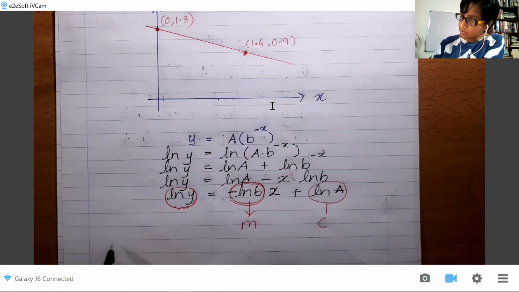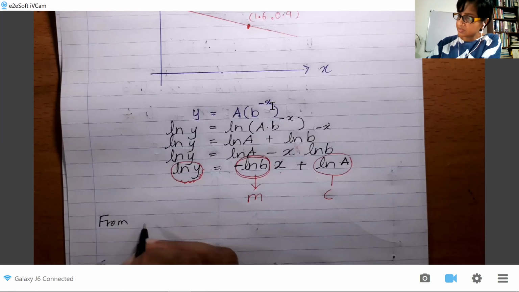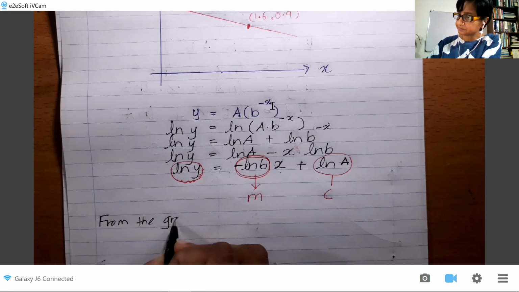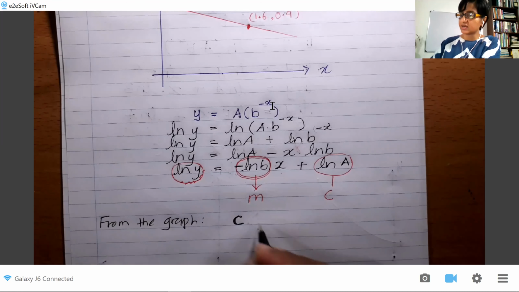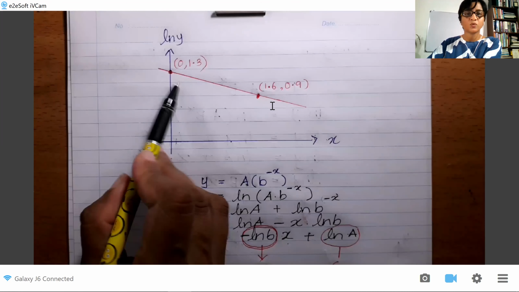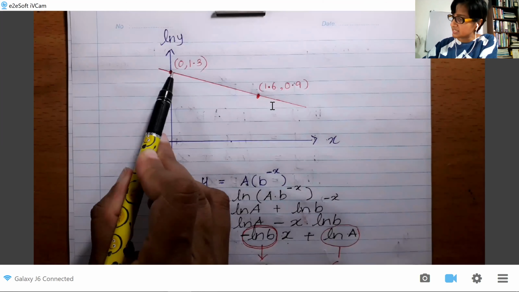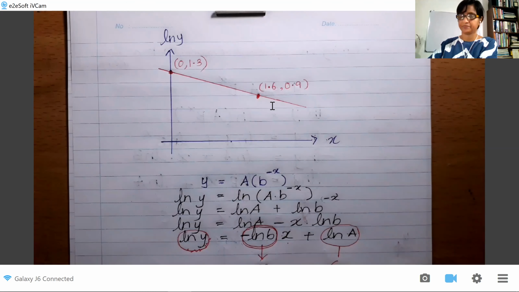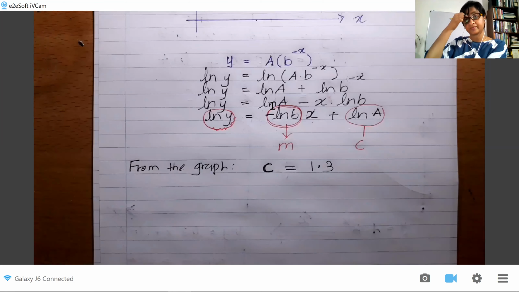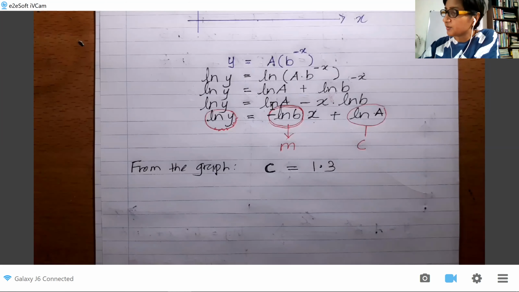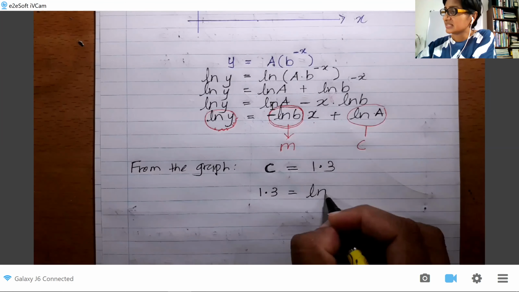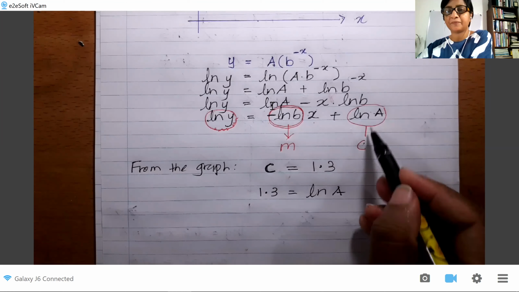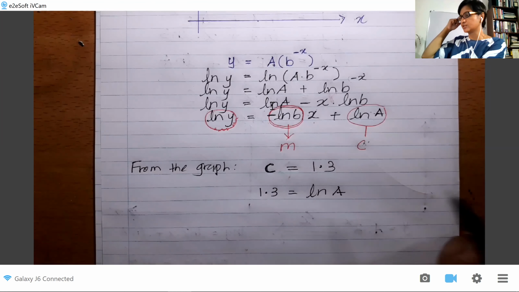From the graph, I know that c is equal to what? C is equal to 1.3. Then I know 1.3 is equal to ln a. C is ln a. So 1.3 is equal to ln a.